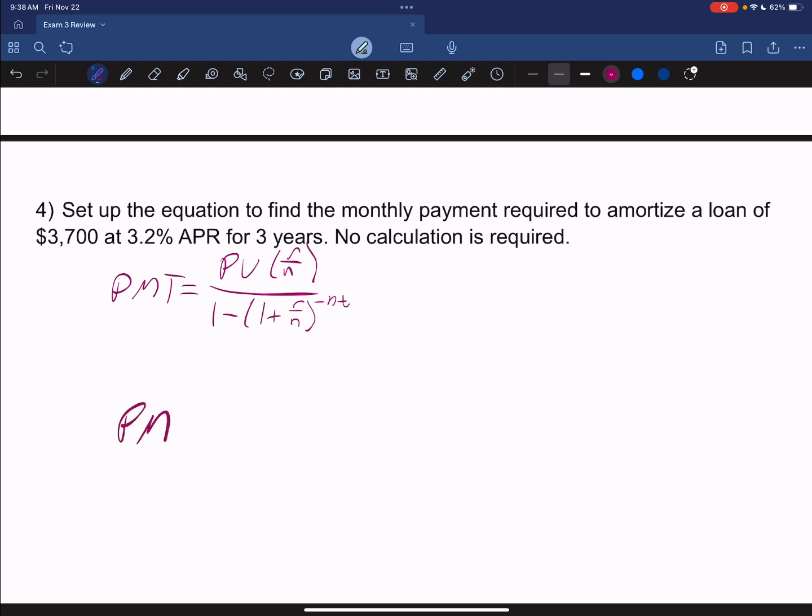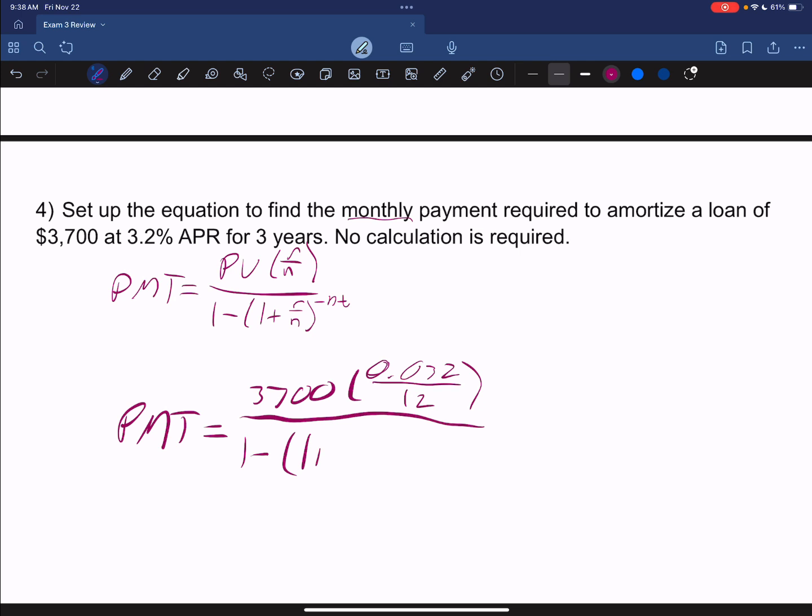Okay, so just plugging in the values here. So PV, remember, that is the loan amount for this one, even though it's called a present value. It's really the loan amount. So we have 3,700, a rate of 3.2%, so 0.032. We're looking for monthly payments, so n is 12. Then we have 1 minus 1 plus rate of 3.2% over n, which is 12, to the negative 12. And we're looking for 3 years, so our time t is 3 here. Okay, so this is all I would want. There's no need to plug this into the calculator or anything. I'm just looking for the values to be plugged into the formula.